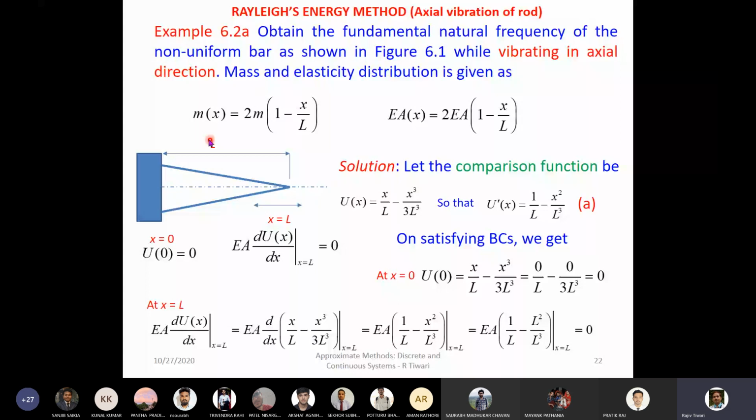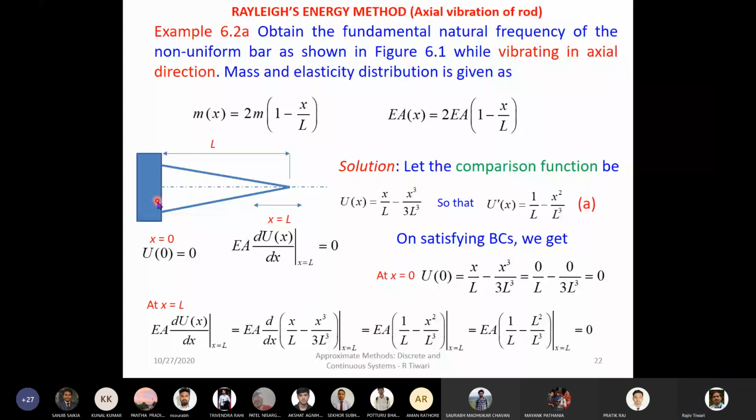So along the length of the beam, the mass per unit length is changing like this. Even the EA, because the cross section is changing, the distribution of the EA is given by this. So here the geometrical complexity of the beam is there. This is the cantilever case, and in axial vibration we want to study it.